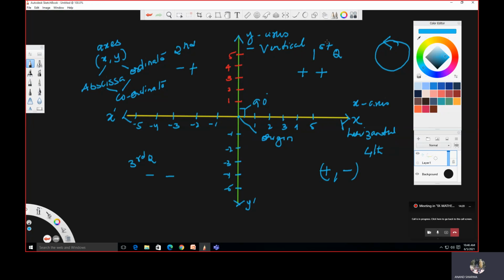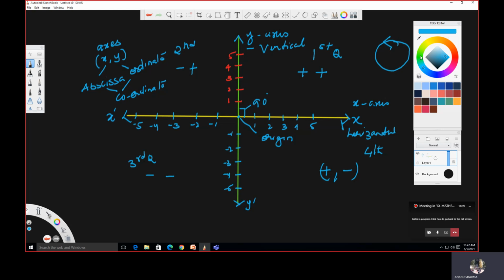All right. Then we learned about first quadrant, second quadrant, third quadrant, fourth quadrant. In first quadrant, both are positive. X is positive, Y is also positive. In the second quadrant, X is negative, Y is positive. Third quadrant, X is negative, Y is negative. And in the fourth quadrant, X is positive, Y is negative. Then I told you that X is known as abscissa, Y is known as ordinate.